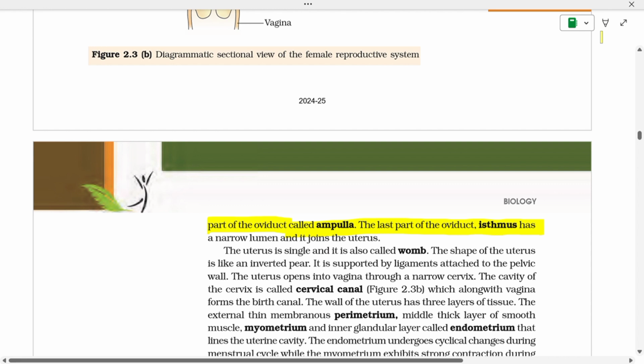The last part of the oviduct, isthmus, has a narrow lumen and it joins the uterus. The uterus is single and it is also called womb. The shape of the uterus is like an inverted pear. It is supported by ligaments attached to the pelvic wall. The uterus opens into vagina through a narrow cervix. The cavity of the cervix is called cervical canal.